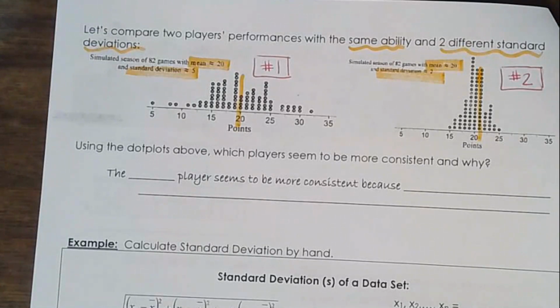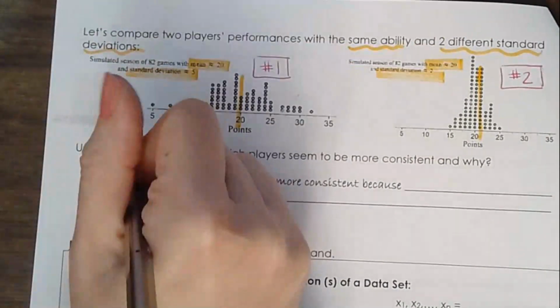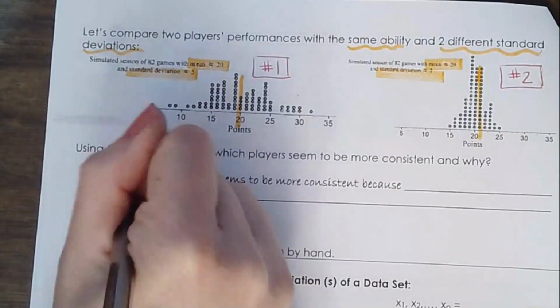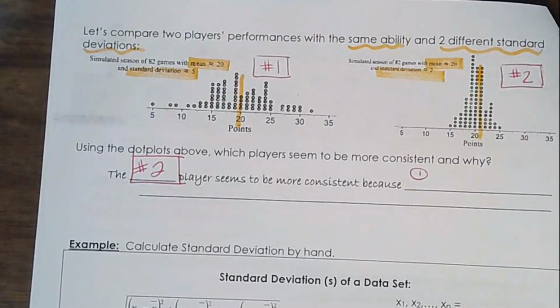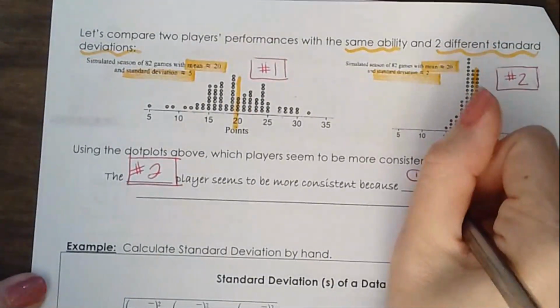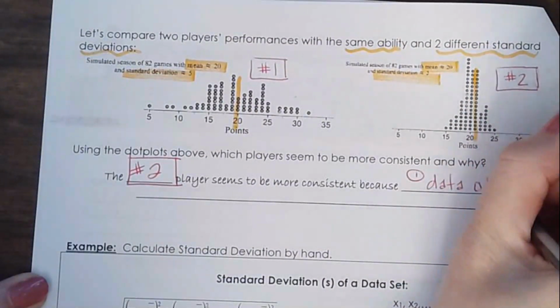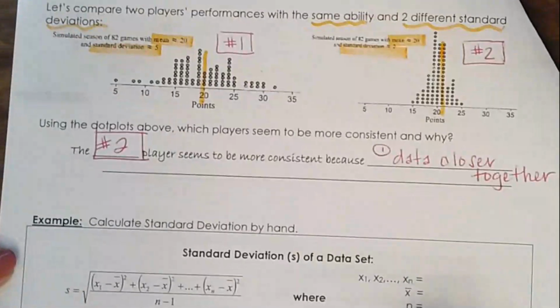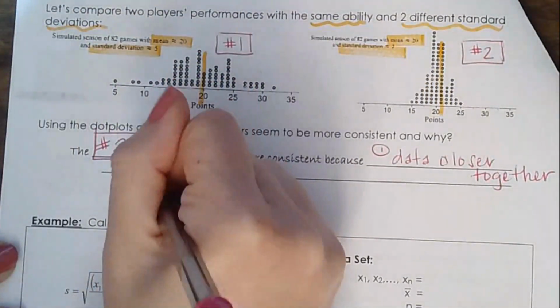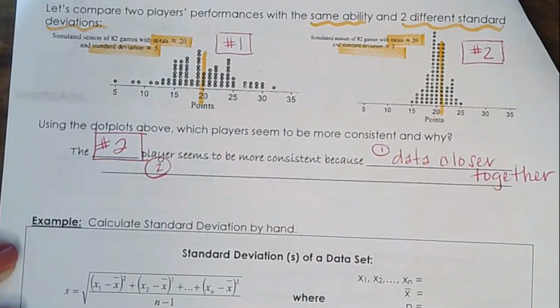Using the dot plots above, which player seems to be more consistent, 1 or 2? 2, I agree. There are two different reasons you could give me. What's one reason why? Yeah, William. The data isn't spread out as much, or in other words, the data is closer together. Perfect. That's if you're looking visually at the dot plot. Besides William, what's another one? Standard deviation smaller. Perfect, lower standard deviation.